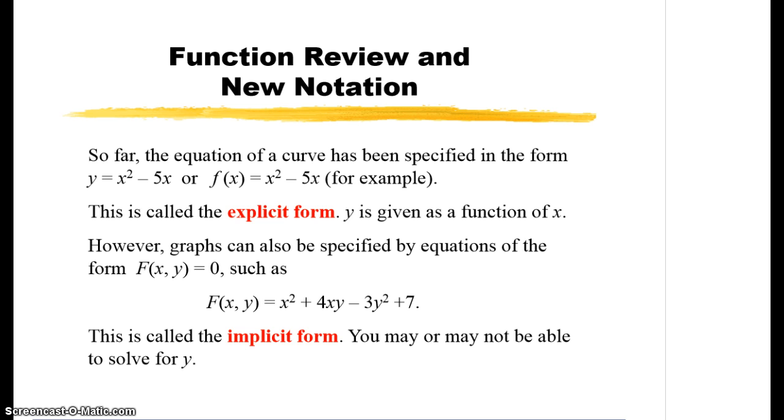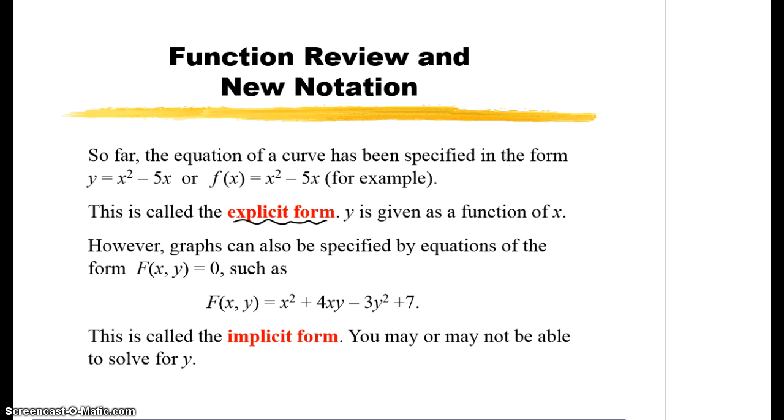So far in this class, the equation of a curve has always been specified in the form y equals x squared minus 5x, or f of x equals x squared minus 5x, just for an example. This is called an explicit form. y is given as a function of x. That's what defines the explicit form.